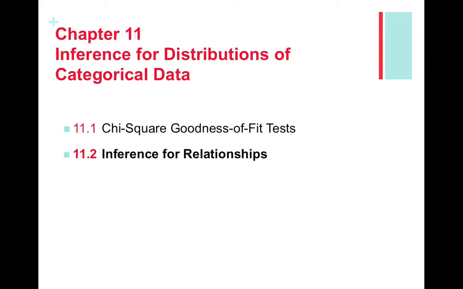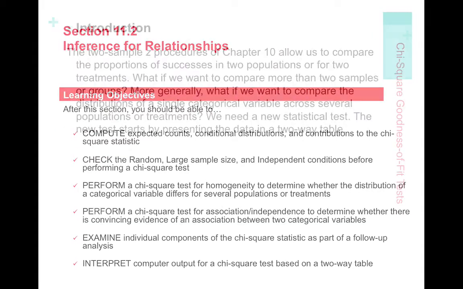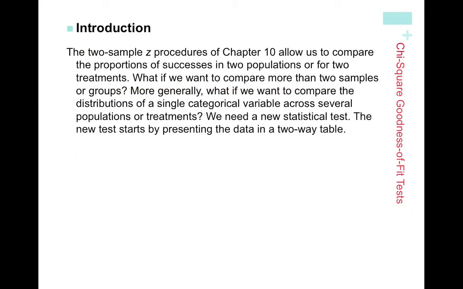Second part of chapter 11, just another way to use the chi-square distribution. So we saw the goodness of fit and how we could compare. It was just like one categorical variable across one sample or one population. Now sometimes we get these two-way tables which have two categorical variables, and we need to do some testing on those.